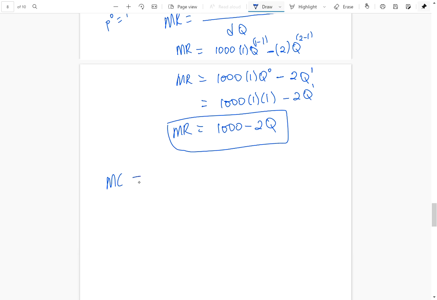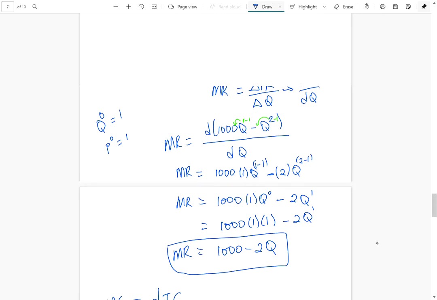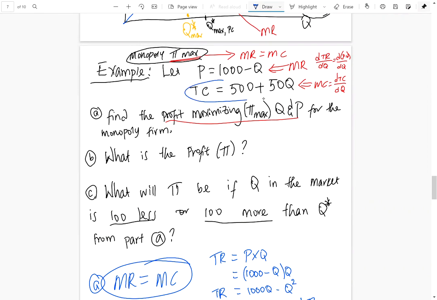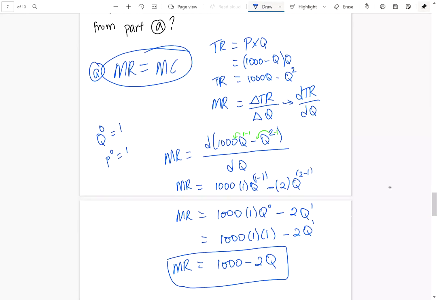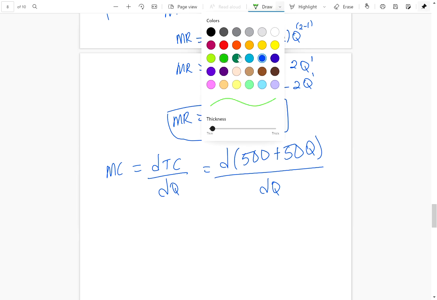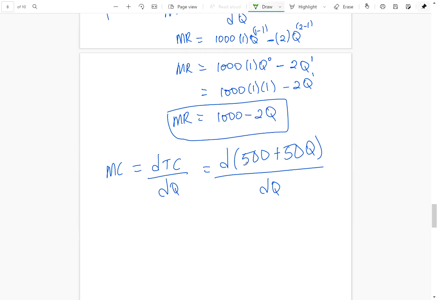Okay, so marginal cost is the derivative of total cost with respect to Q. Total cost from our question is 500 plus 50Q. So this is the derivative of 500 plus 50 times Q with respect to Q. We'll note that the 500 has no Q next to it, so it's just going to go to 0.